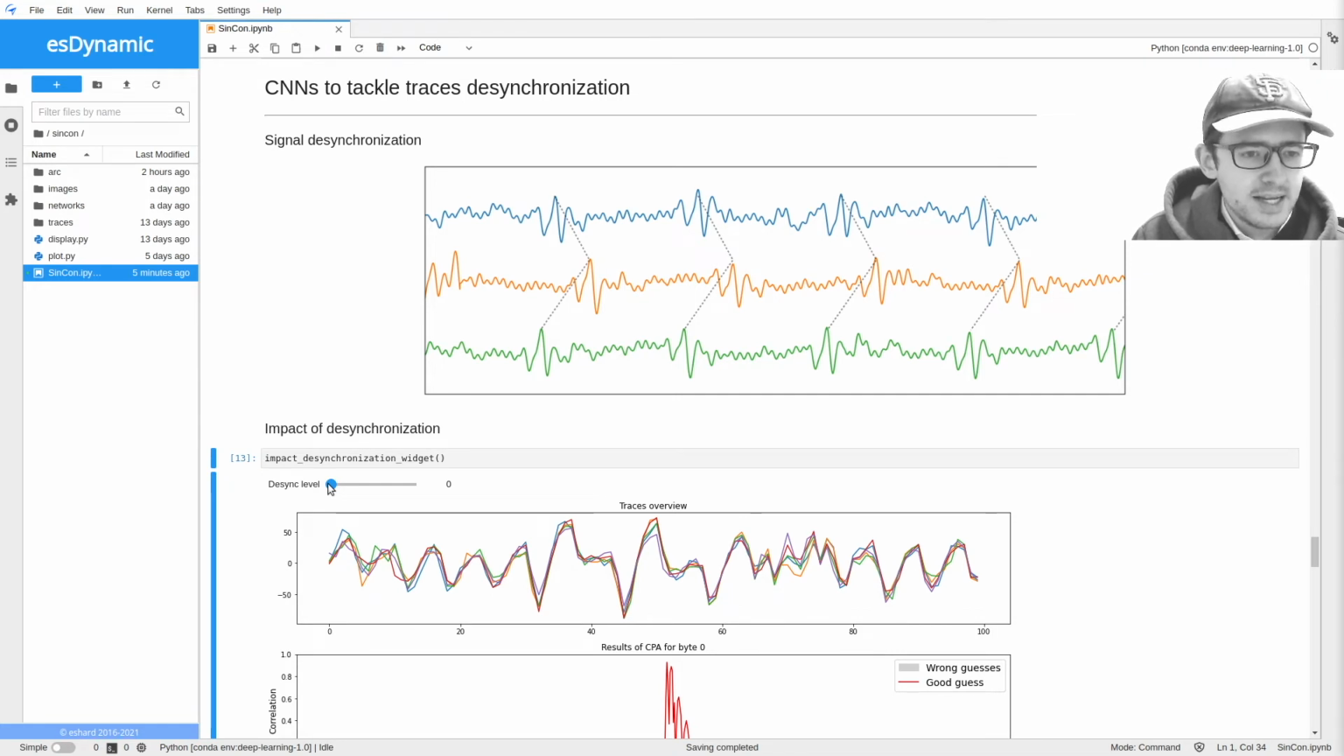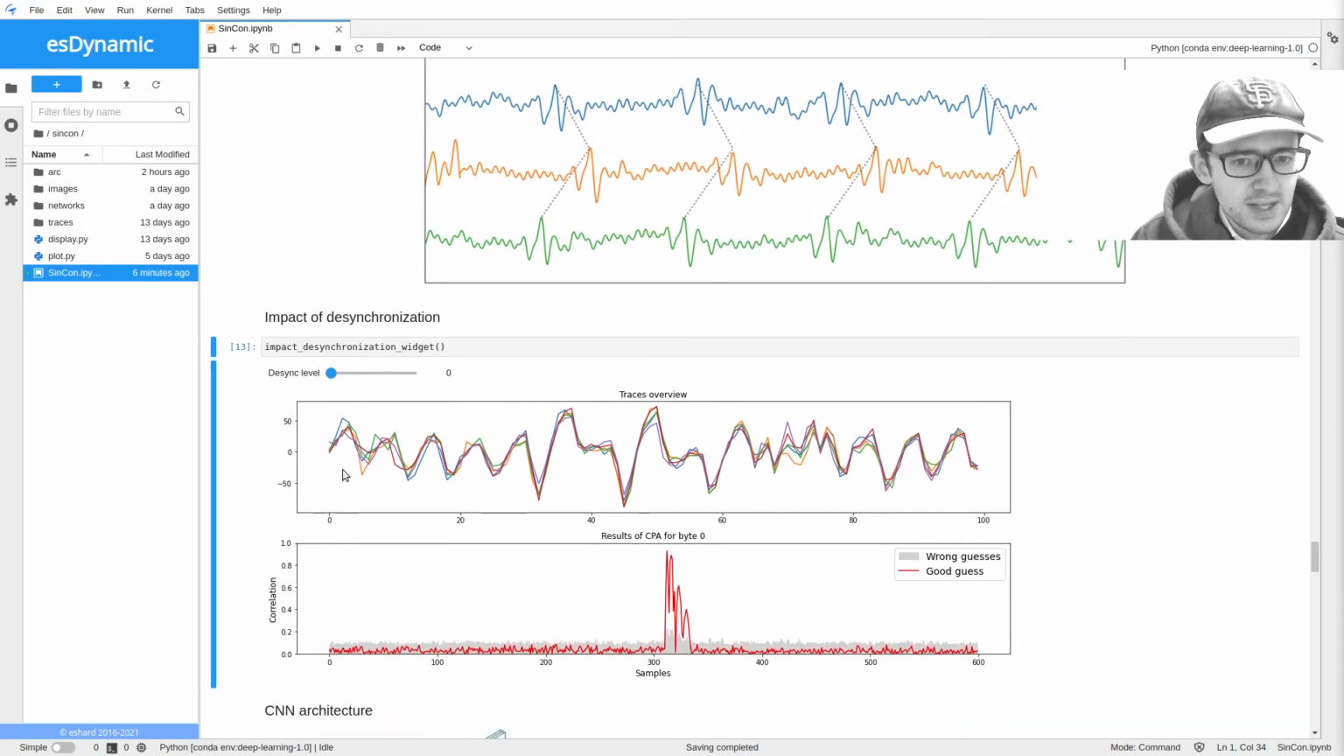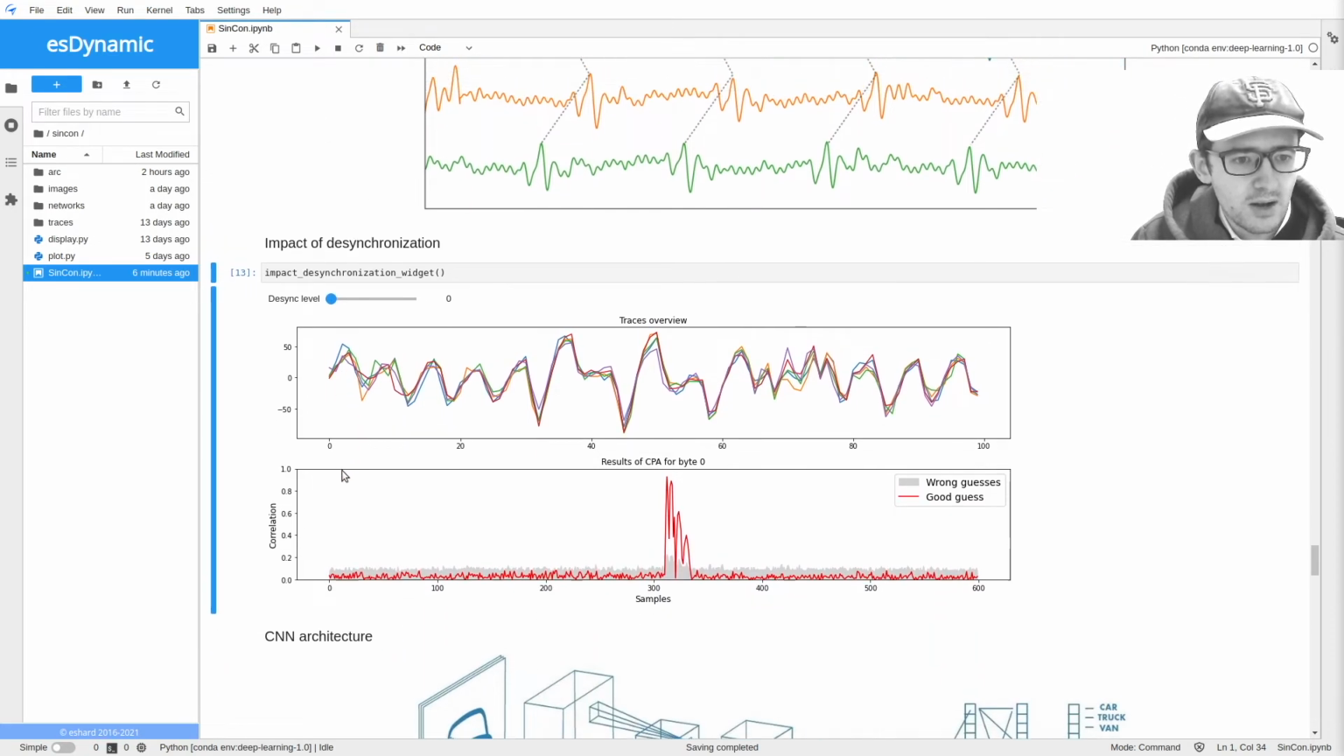Most of the time, there is a time desynchronization between the different traces, meaning that from one trace to another, the same time sample does not correspond to exactly the same leakage. And the effect of desynchronization is that it adds some noise to the signal, and it reduces the efficiency of the statistical side-channel analysis.